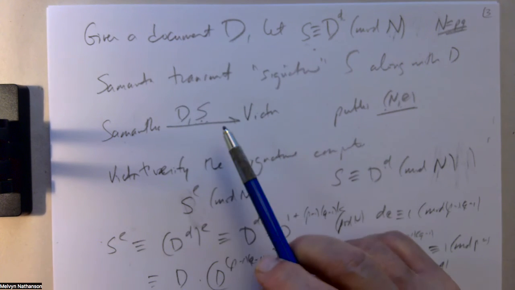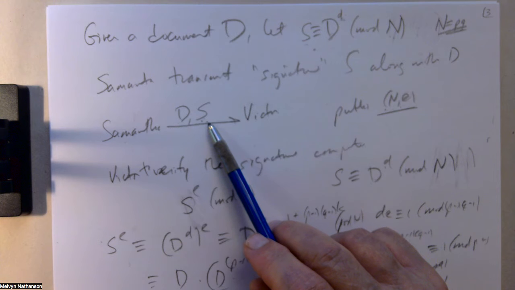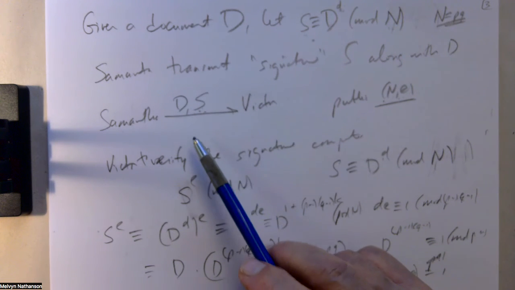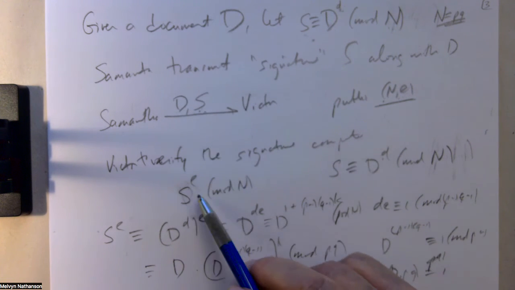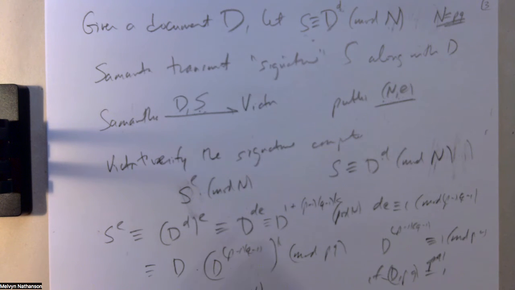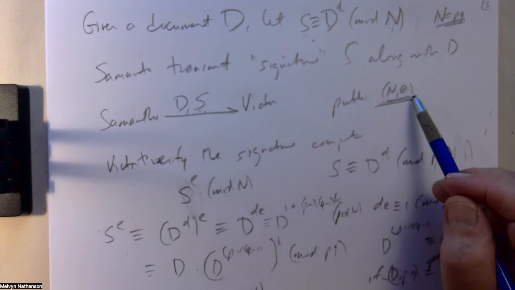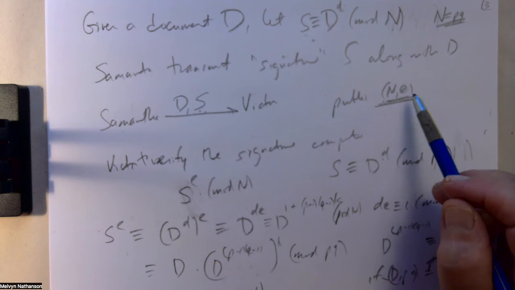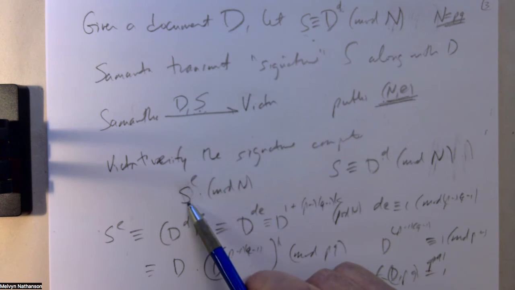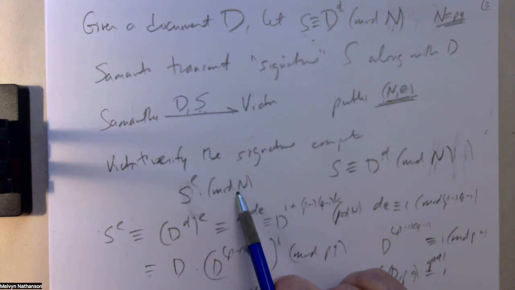Now Victor needs to verify that this really is Samantha's signature. So what does Victor do? Well, he takes S and raises it to the power E. Remember, N and E are the two public numbers that Samantha told to the world. So everyone knows capital N and E. So Victor computes S to the power E mod N.